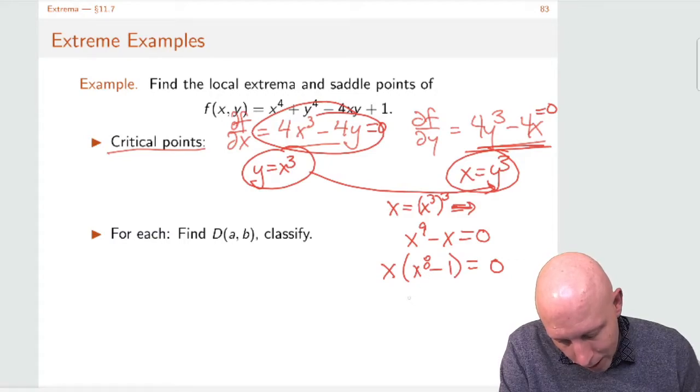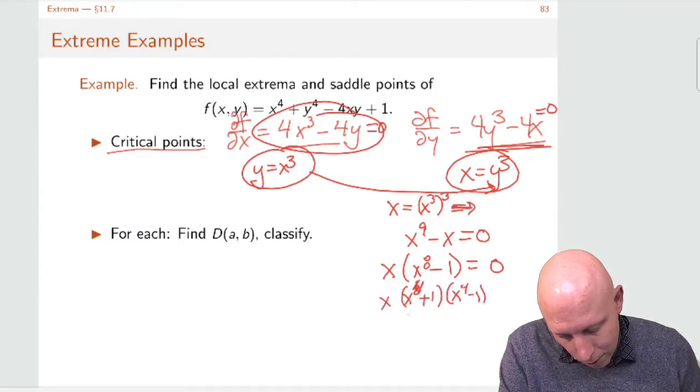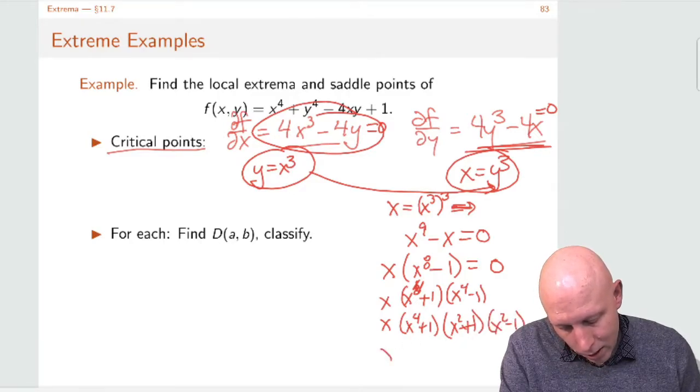And so what do we get? We get x to the 8th minus 1 is equal to x to the 4th plus 1 times x to the 4th minus 1. And x to the 4th minus 1 is x squared plus 1 times x squared minus 1. And x squared minus 1 is equal to x plus 1 times x minus 1.